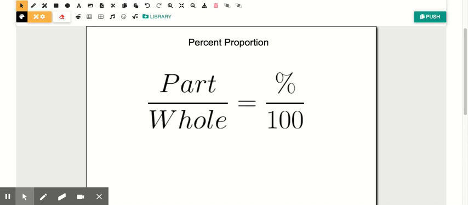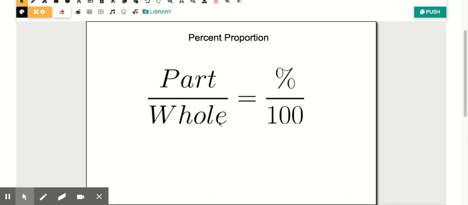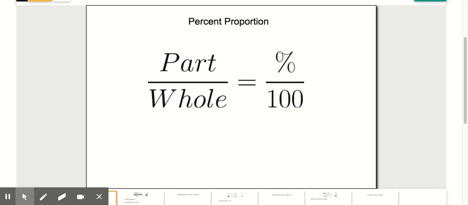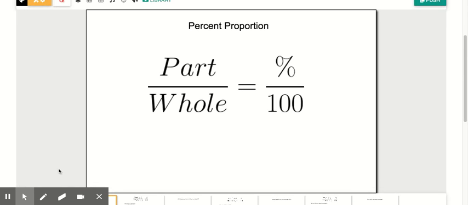Whenever we have percent, it's always going to be out of 100. Every single time, percent is out of 100. And what this proportion says is we can compare that percent out of 100 to any part of a whole, so any value of a whole thing. So what does that mean?